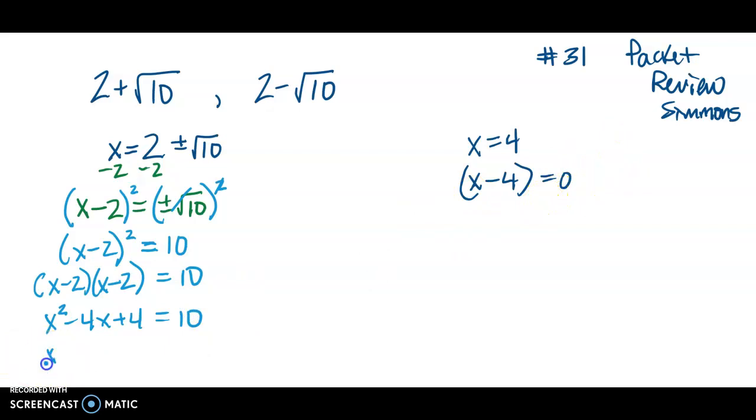So again, the big thing is remembering that these two go together: getting the radical by itself and squaring both sides to undo the radical, and then moving everything over. Don't forget to FOIL appropriately.